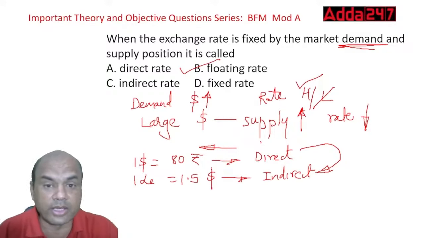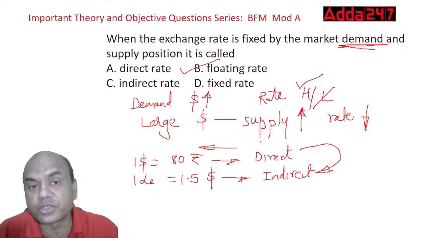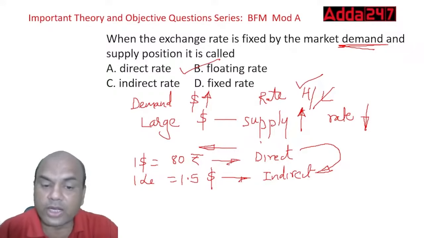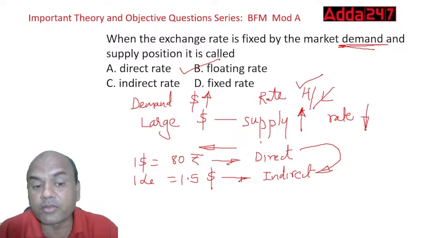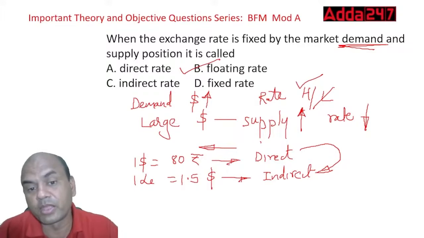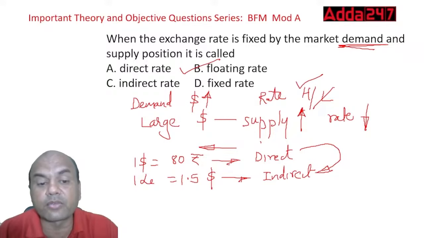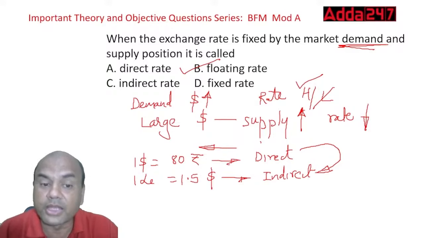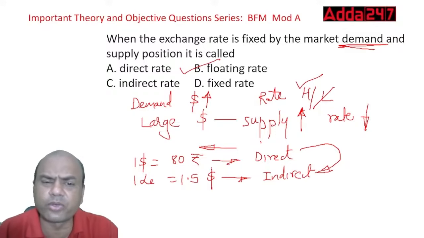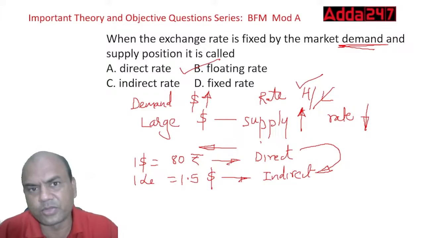But again I'll tell you, don't confuse yourself with the currency, because if you look at it, the pound is now having the indirect rate. Indirect means what? Is this economy bigger than that of India? No. The Indian economy is bigger than that of Britain or London. Then also they are having this indirect rate, because these rates were fixed long back. That's why they are still prevailing. Within a few years this will go. This won't remain for long.